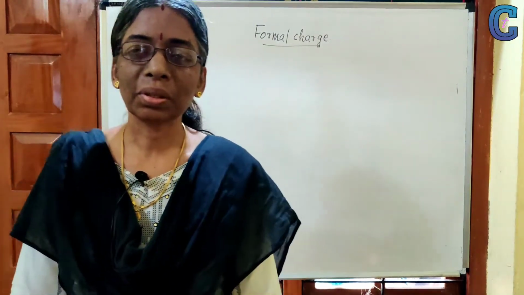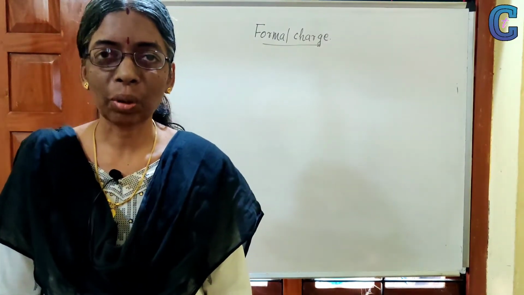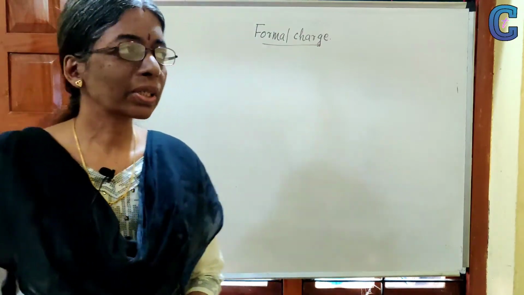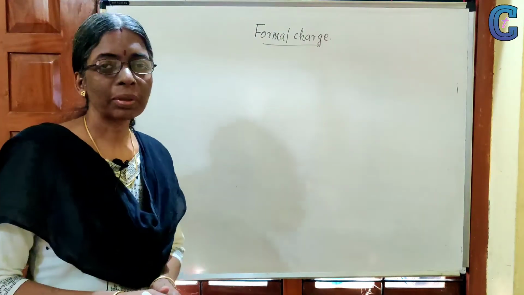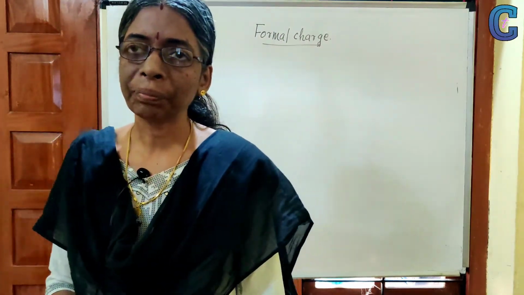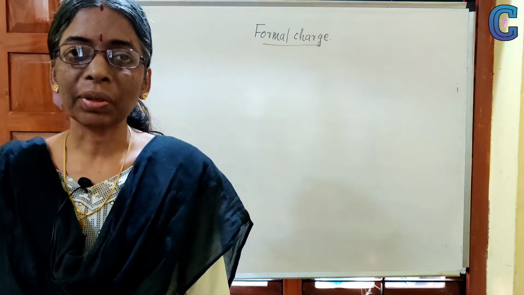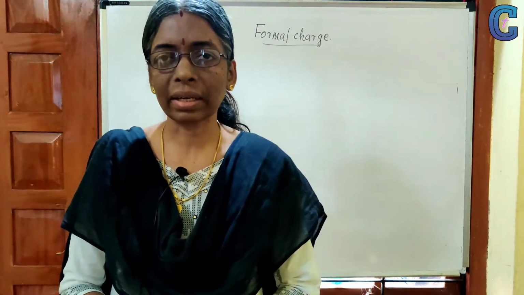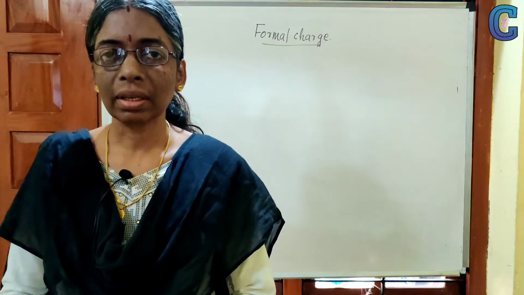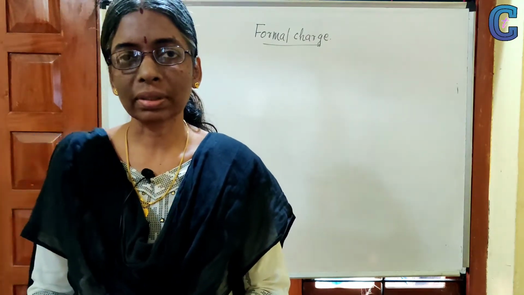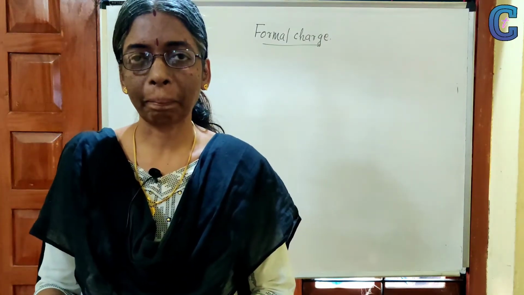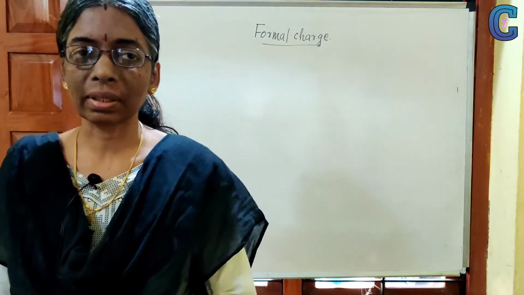Hello students, today we are going to see formal charge, right? What is formal charge? Formal charge is actually the difference between the number of valence electrons and the number of electrons given to the atom in a Lewis structure.